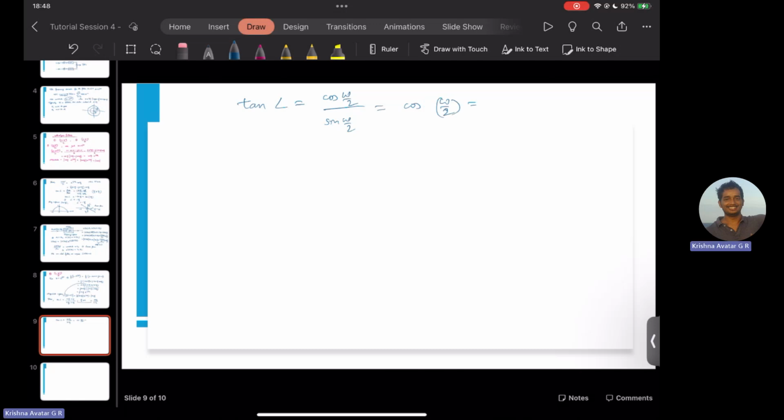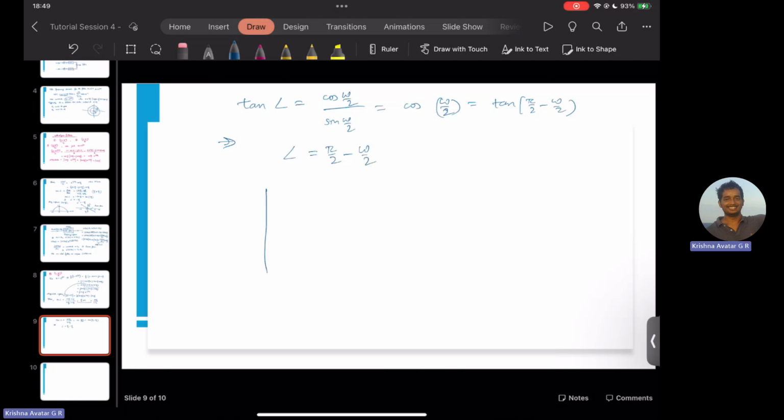And from this trigonometric identity, we can write this as tan of pi by 2 minus omega by 2. And for the range that we have considered, omega lying in the interval minus pi to pi, you can simply cancel out tan on both sides and you have angle equal to pi by 2 minus omega by 2. So this is our phase.